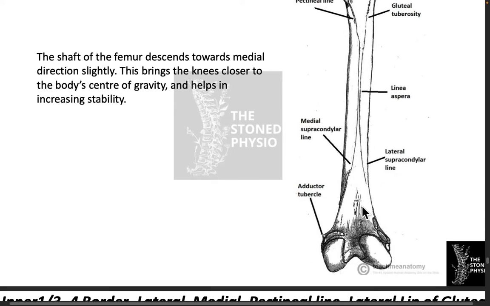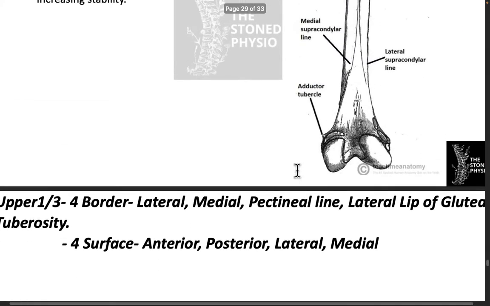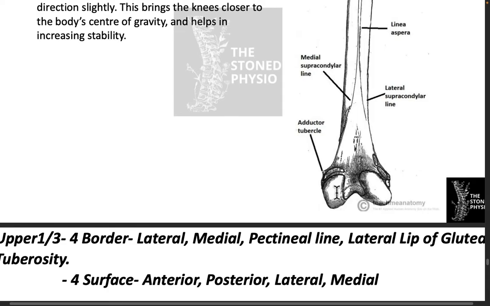Then when we come to the lower one third of the femur, again we have four borders and four surfaces. This line is the medial supracondylar line. This is the lateral supracondylar line. And then we have the lateral border and the medial border. So we have the lateral border, the medial border, and then the lateral and medial supracondylar lines. Likewise, we can talk about four borders, and then four surfaces.